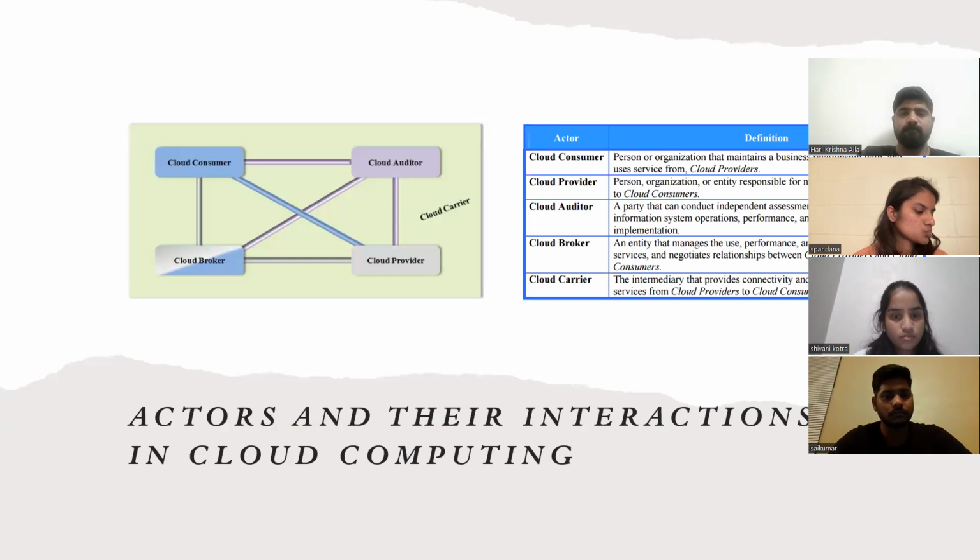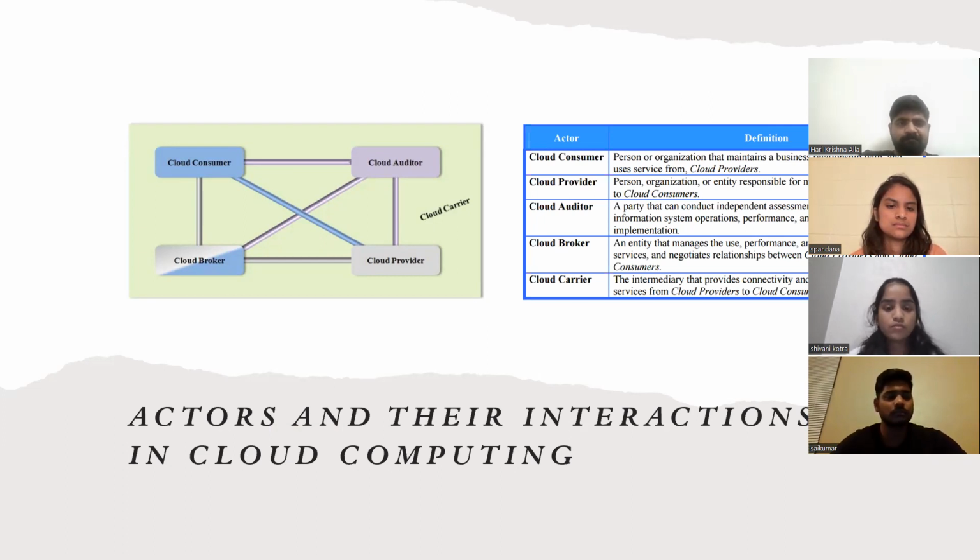Hi, this is Siva, and in this slide, we are going to talk about actors and their interactions in cloud computing. In cloud computing, several key actors interact to enable the delivery and consumption of services. The reference architecture defines five major actors: cloud consumer, cloud provider, cloud auditor, cloud broker, and cloud carrier.